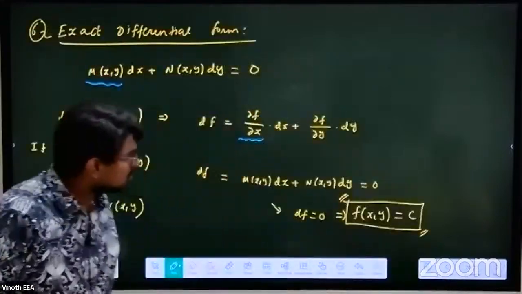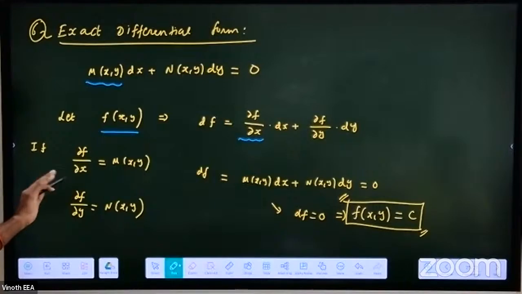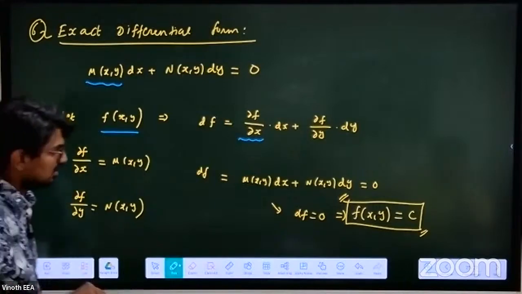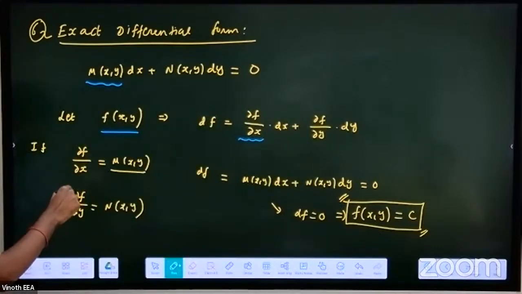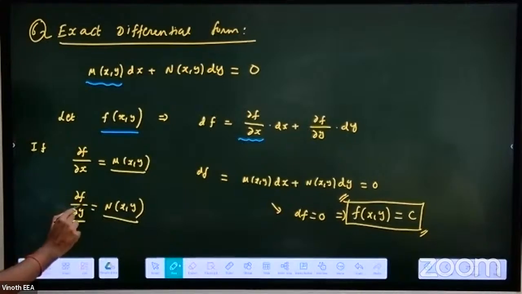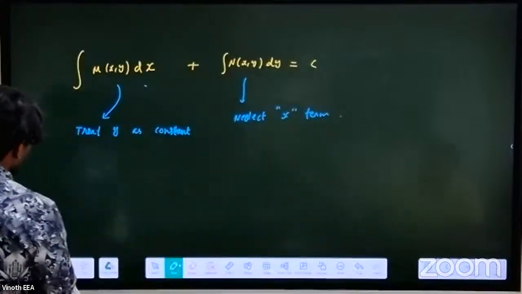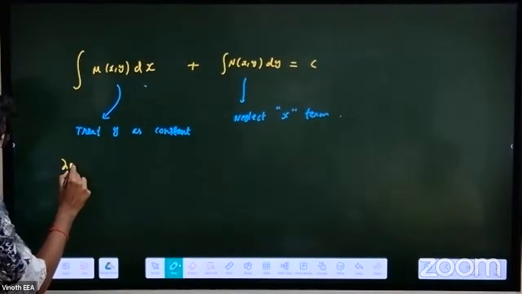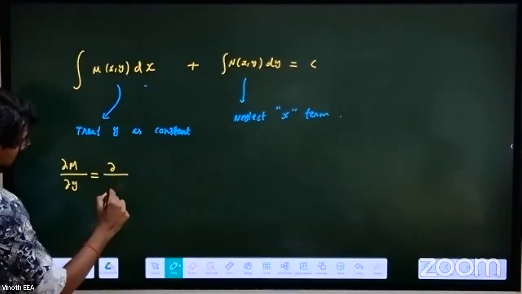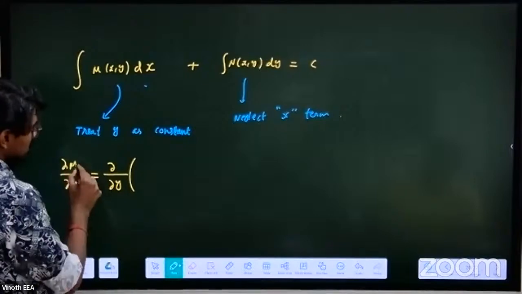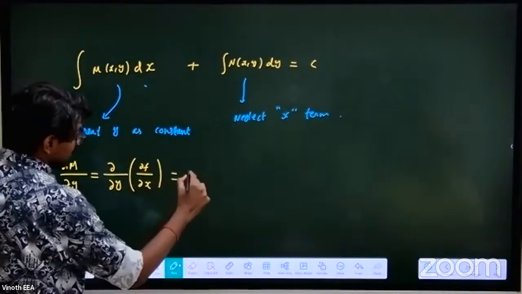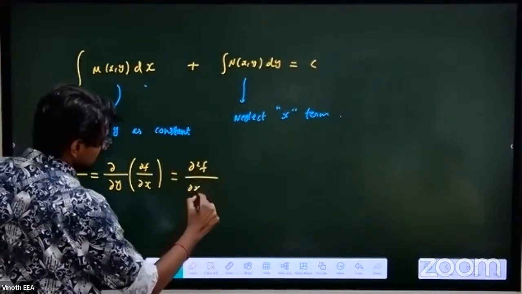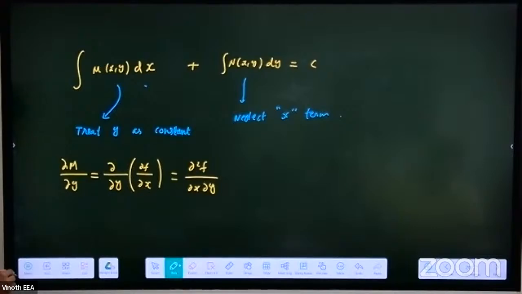Now for exam point of view, you don't need to do all this. Now coming to the exam point of view, my M is ∂f/∂x. My N is ∂f/∂y, right? So if I differentiate my M with respect to y, what I will get? ∂/∂y of, what is my M, ∂f/∂x. So ∂²f/∂x∂y. And what is ∂N/∂x?